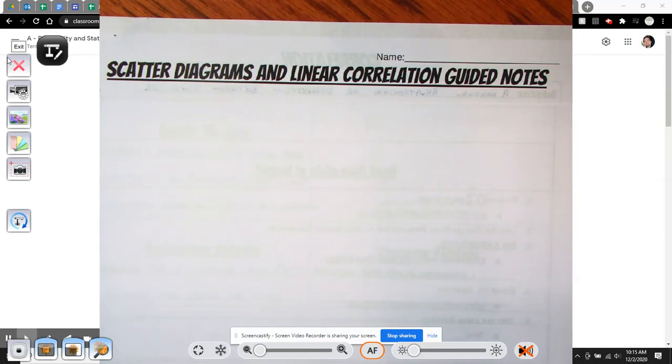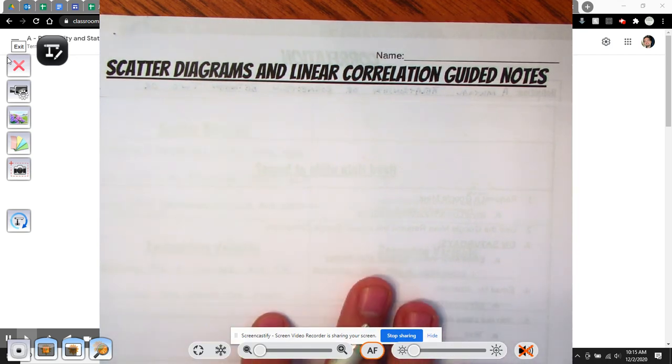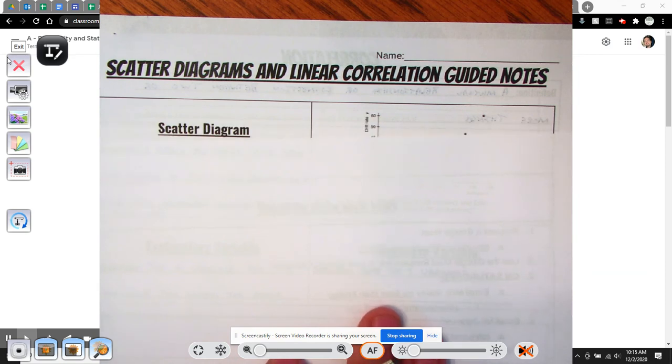So today we're going to be looking at the beginning of Unit 3, which is all about scatter plots, or as we sometimes call them, scatter diagrams. And today we're going to do a bunch of things that you should have seen before. So first and foremost, what is a scatter plot, or sometimes we call it a scatter diagram?